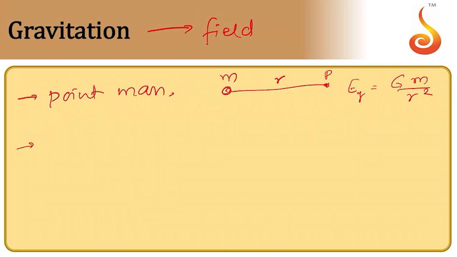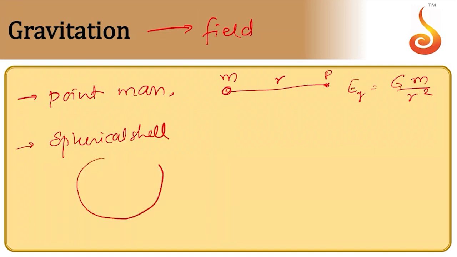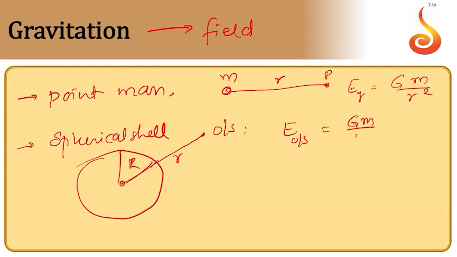What if I consider a spherical shell? Let us consider a spherical shell of radius r, and we are interested in finding the field at various points. For example, first a point outside at a distance r. Then the gravitational field at a point outside is given by Gm divided by r square, as if a point mass is located at its center.